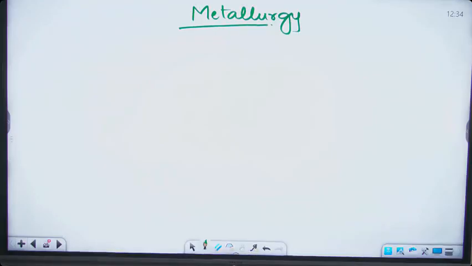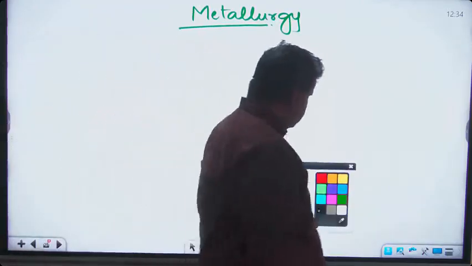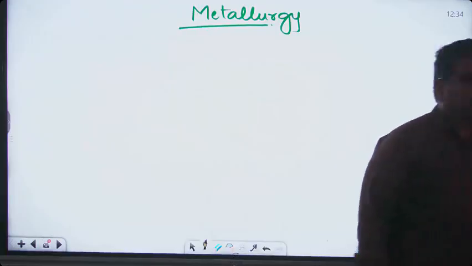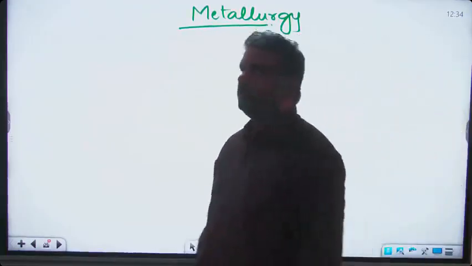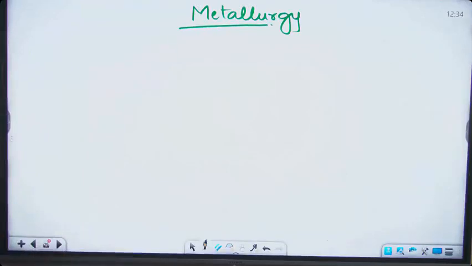So the moment you're talking about the case of metallurgy, first and foremost, what do you mean by metallurgy? The properties of metals. So metallurgy, in the sense, is the science of extracting a metal from the ore.